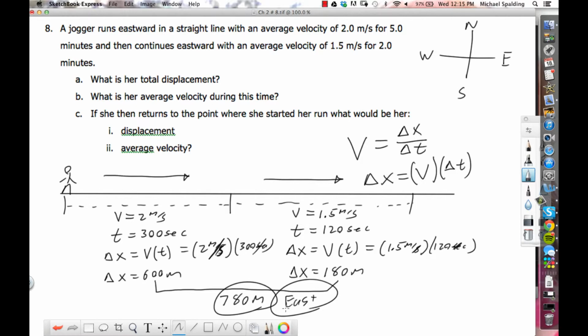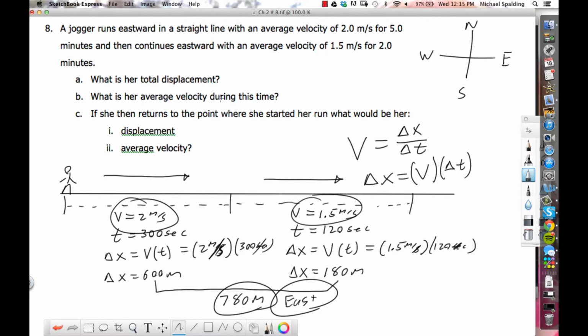Okay, B, what is her average velocity during the whole trip? Can you just take this velocity and this velocity, add them together and divide by 2? No, you cannot do that, because why? Which velocity is lasting for a longer period? The first one, which is why you can't. If they lasted for the same period of time, then you could add the two together and divide by 2.